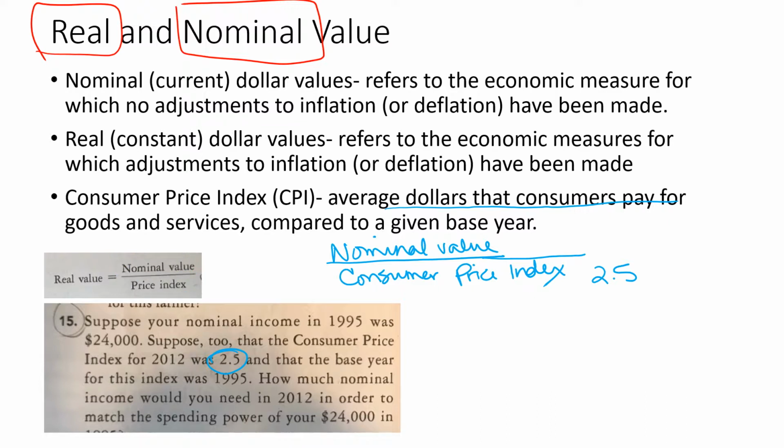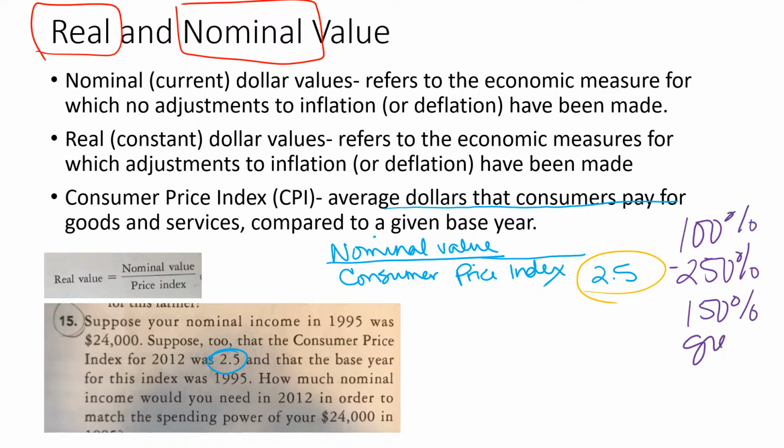But let's focus on this equation. In this case, the consumer price index is 2.5. So that's going to be 250%, where the base year would be at 100%. So this is going to be 150% greater than the base year. Not super important, but just to put that in perspective, the consumer price index for 2012 is higher than the base year in this example.